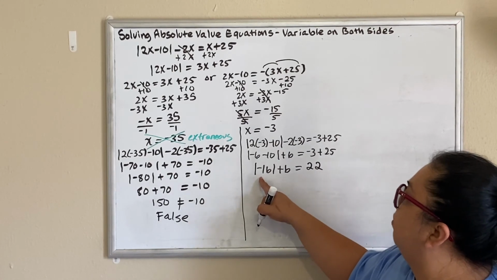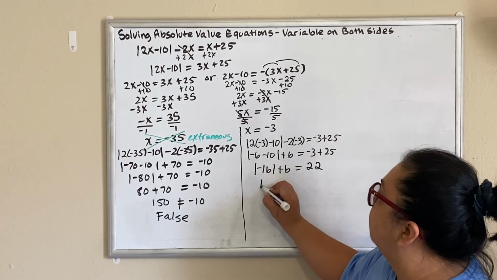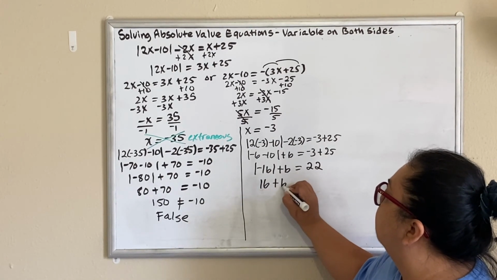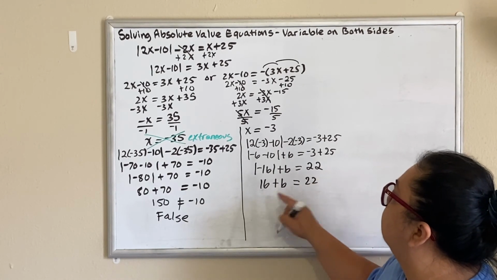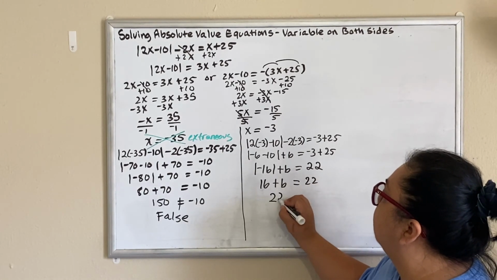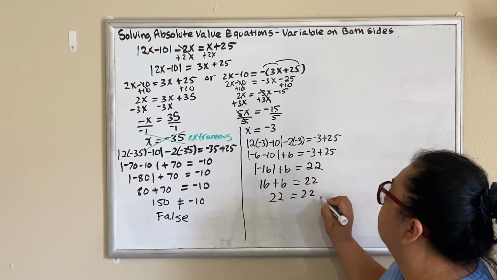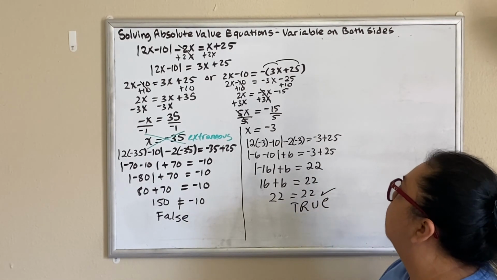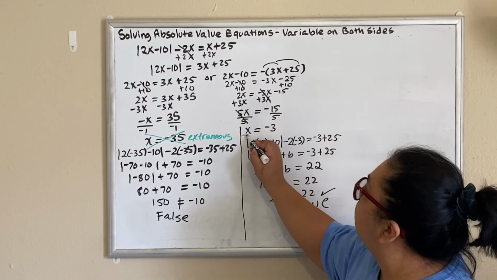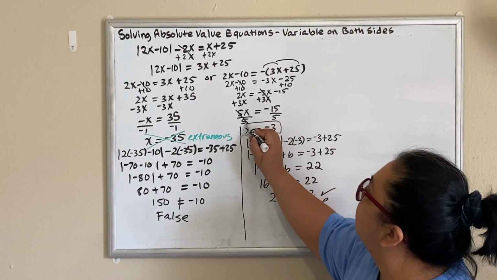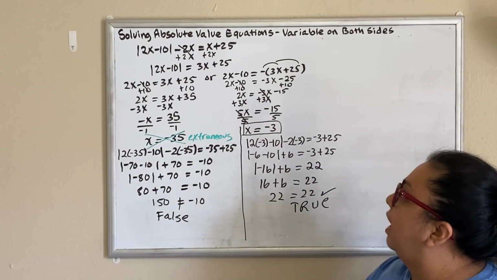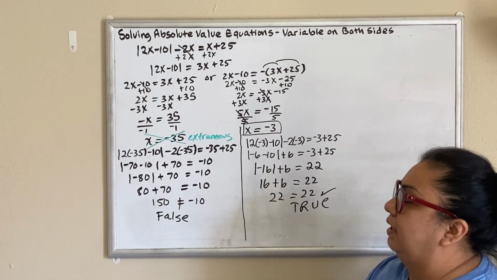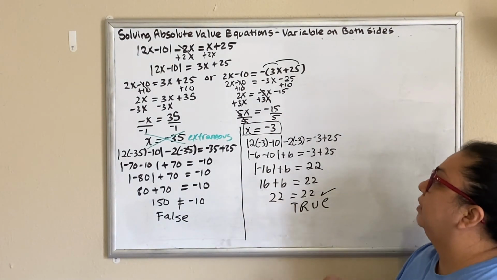So now over here we have the absolute value of -16, which is just 16, plus 6 equals 22. 16 plus 6 is 22, which equals 22, which is correct. This is true. This is a true statement. So that means that x equals -3 is correct. We can box it. This is a true statement. So that is our solution.